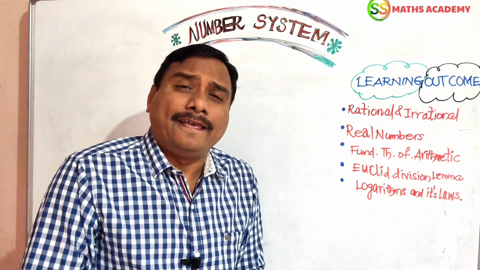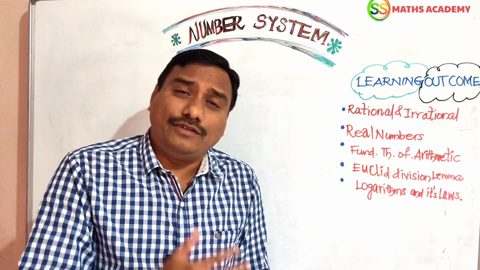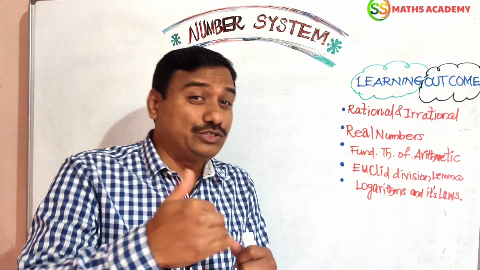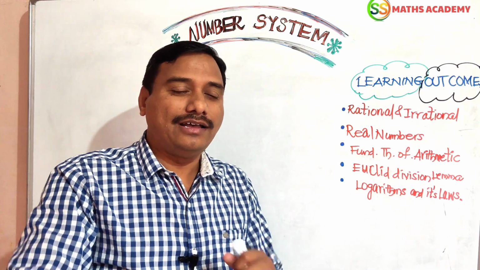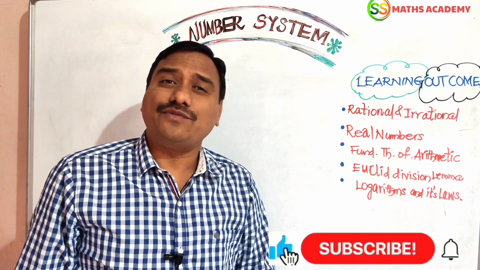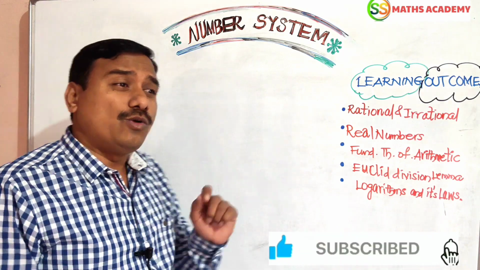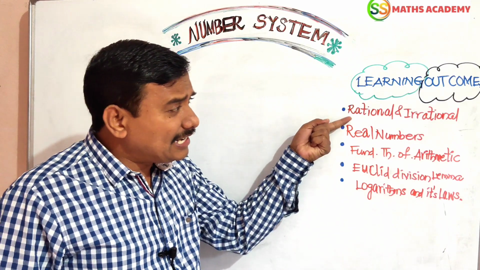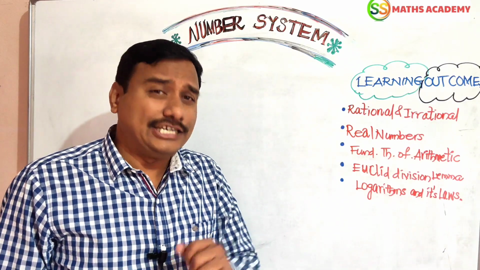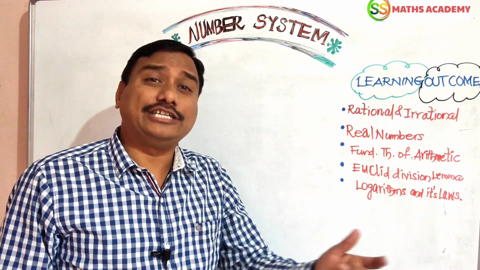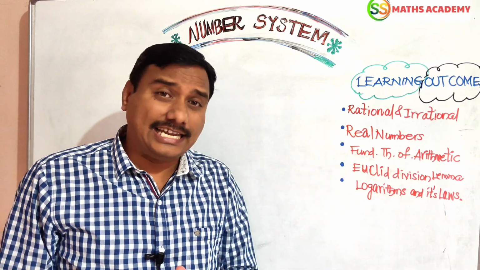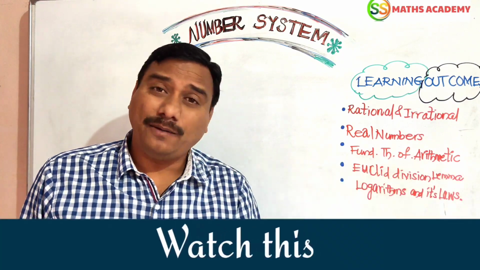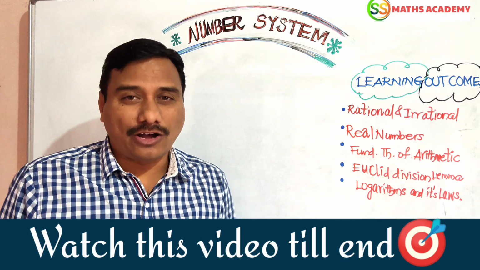Using the Euclid division algorithm, we find the HCF of two numbers, by using the technique of Euclid division lemma to compute the HCF of any kind of numbers. The important learning outcomes we are going to discuss are: rational and irrational numbers, their properties and representation, what a real number is, the fundamental theorem of arithmetic, Euclid division lemma, and the logarithm and its laws.